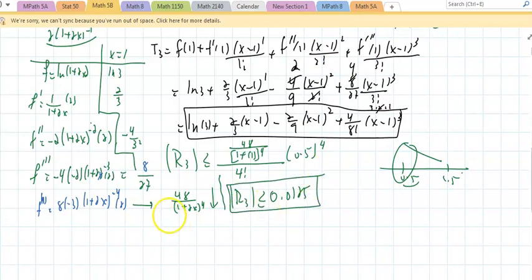On a test, you really don't have to figure that out. You can just leave it like that.